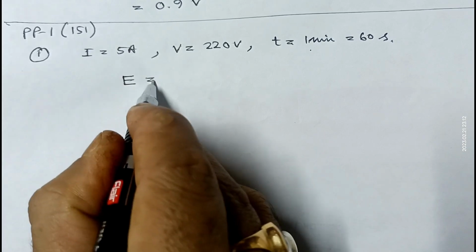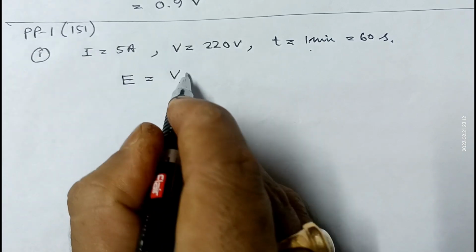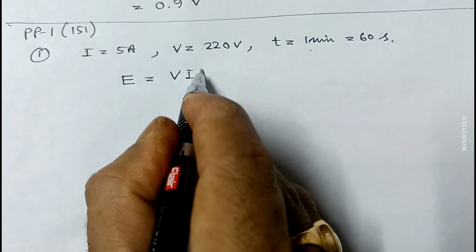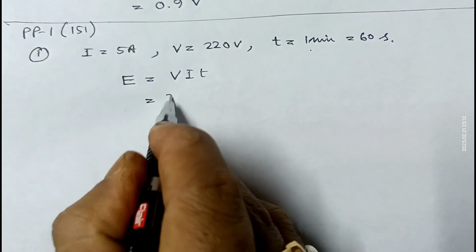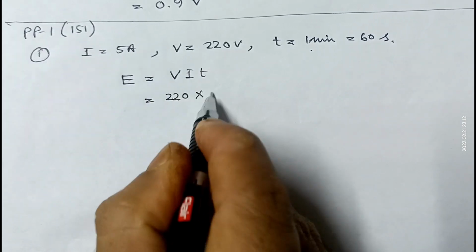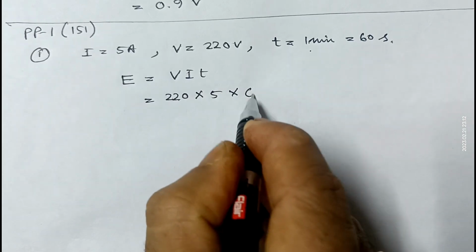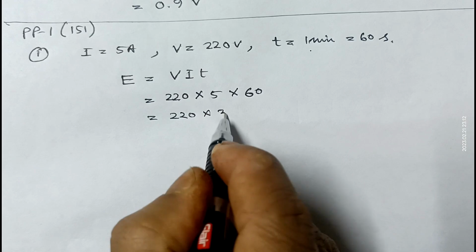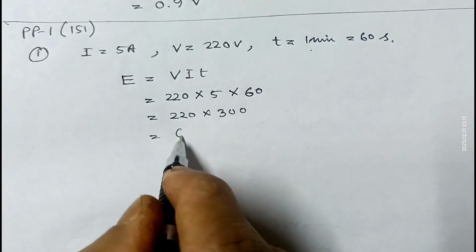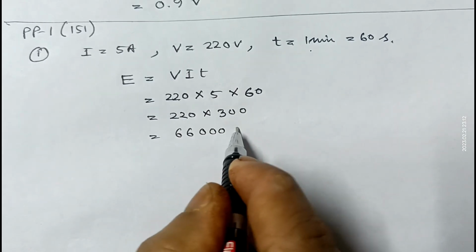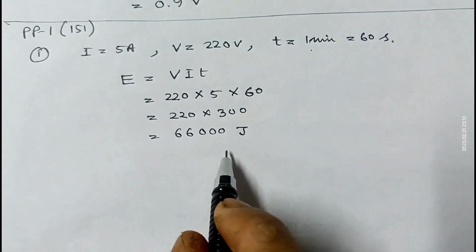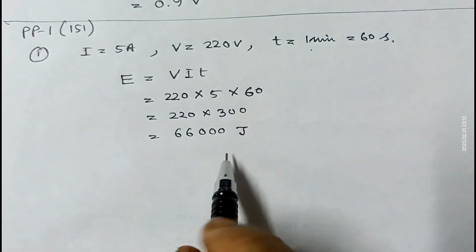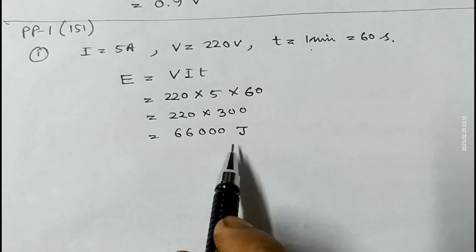Now energy consumed, or work done, we know it is VIT, V into I into T. Here V is 220 volt, current is 5 ampere and time is 60 seconds. So it will be 220 into 5, 6 into 5 is 30, 300, 66,000 joule. So the energy consumed by the heater is 66,000 joule.